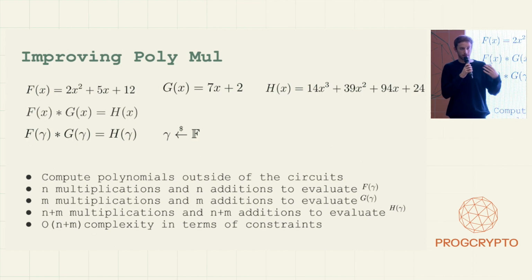We pass the resulting polynomial to the circuit, and then inside the circuit, we evaluate them at some random value gamma, and we enforce the equality. F of gamma multiplied by G of gamma minus H of gamma is equal to 0. And this reduced the complexity to O(n plus m), which is good.